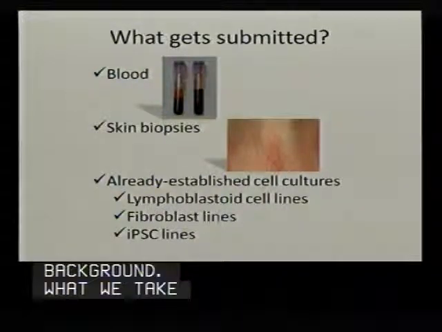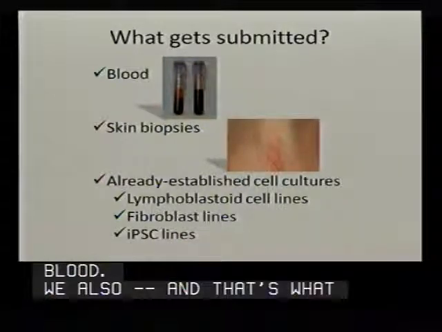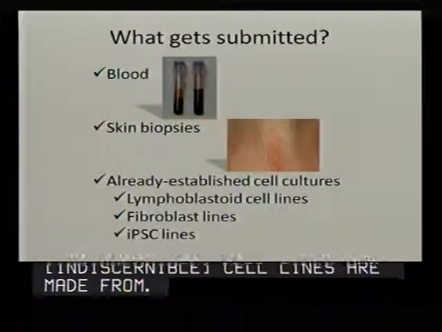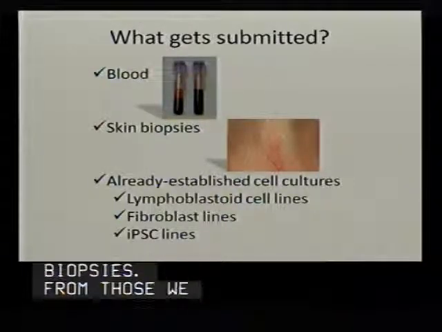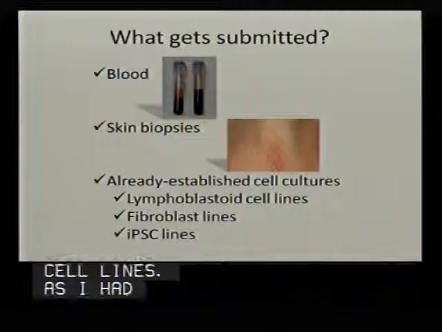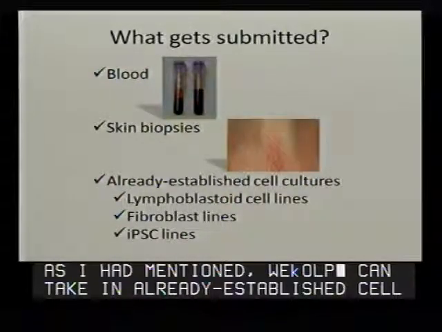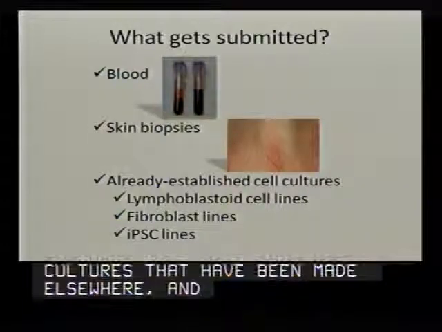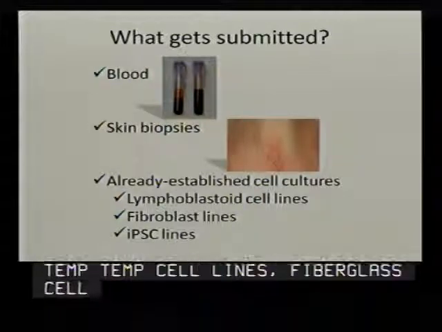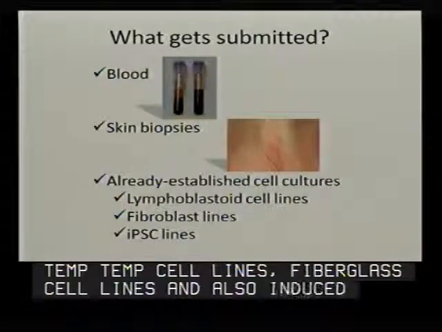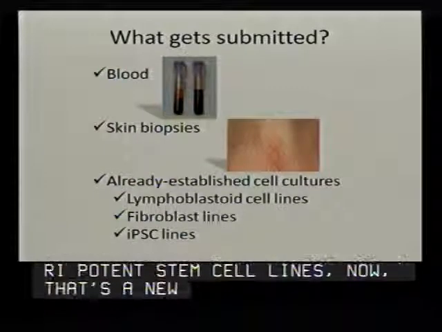That's what the lymphoblastoid cell lines are made from. We also can accept skin biopsies, and from those we create fibroblast cell lines. And as I had mentioned, we can also take in already established cell cultures that have been made elsewhere, and we can take in lymphoblastoid cell lines, fibroblast cell lines, and also induced pluripotent stem cell lines now. That's a new capability that we have. And then we can grow them up, QC them, and distribute them.